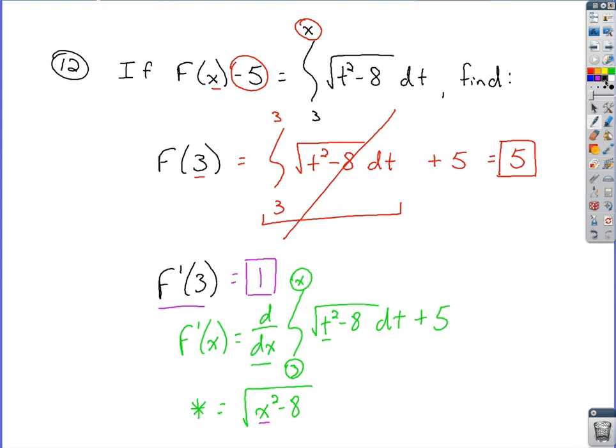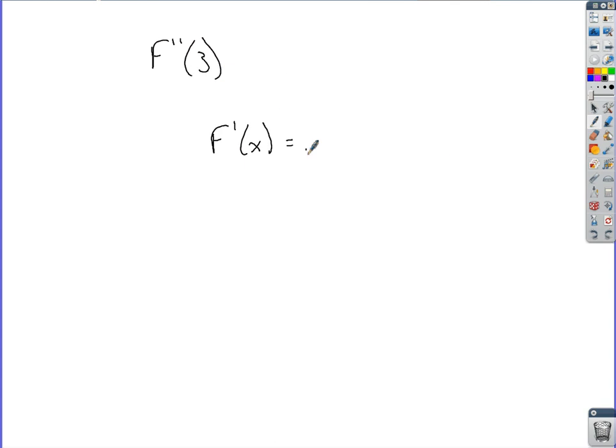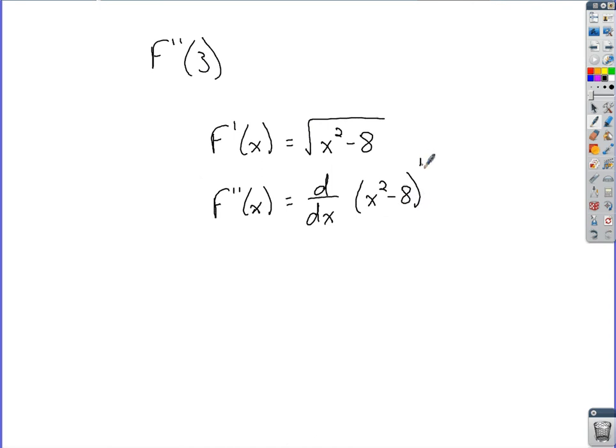The last piece on these problems is usually some problem that involves a second derivative. It would make sense here to explore the second derivative when 3 is plugged in. So if we're going to figure out what that is, we should transfer over what the first derivative was. First derivative, again, was the square root of x squared minus 8. We want to find the second derivative. We're going to take the derivative of the first. So we're taking the derivative of x squared minus 8 raised to the 1/2.